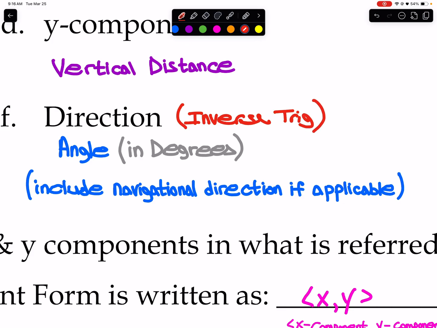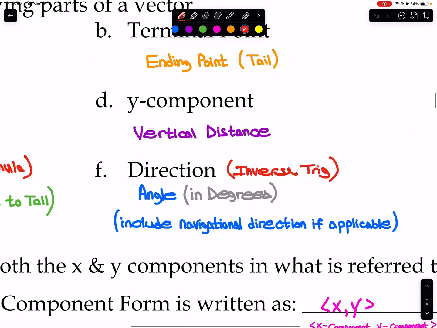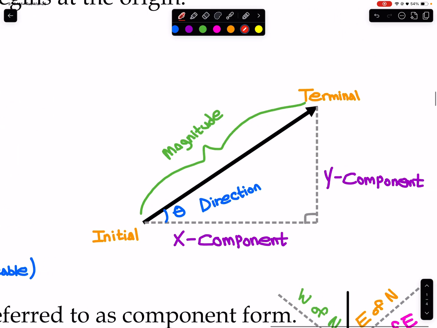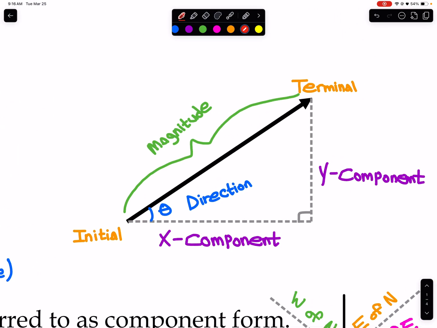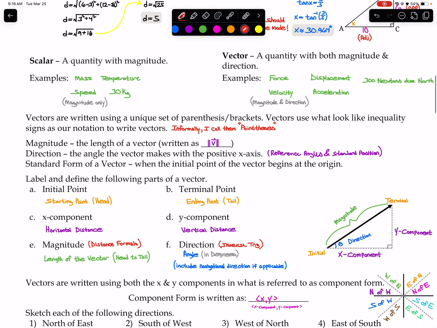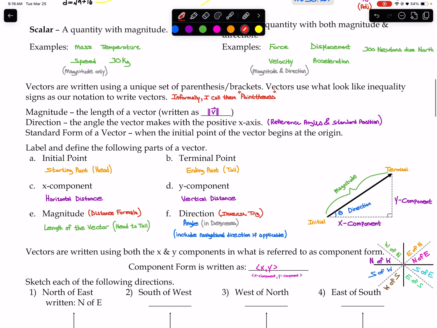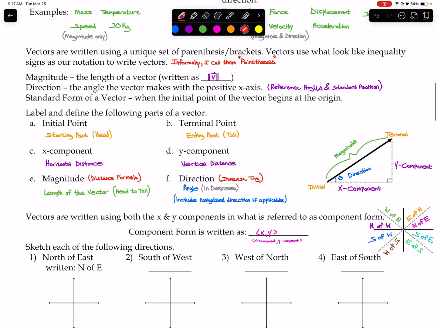But more specifically, we're going to be using inverse tangent. So I have a diagram over here with all the different parts of a vector labeled. That way you can put your terms to a visual of what we're looking for. Now, as we move on, we're going to look at what we call component form.